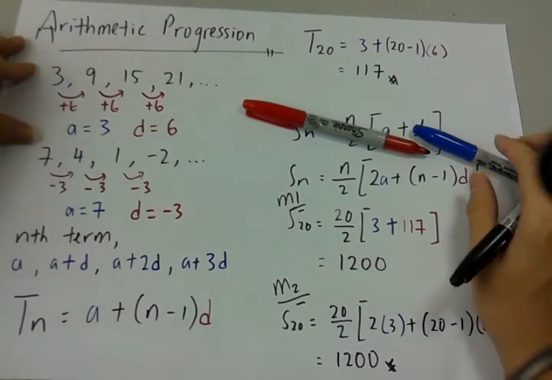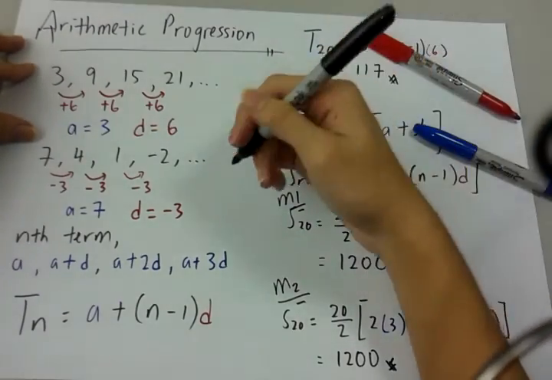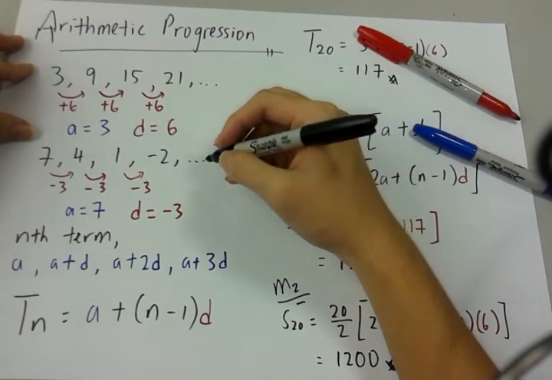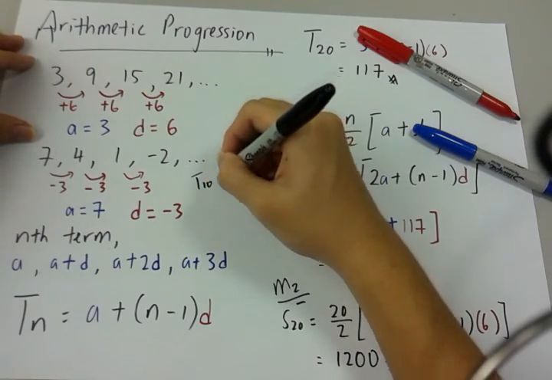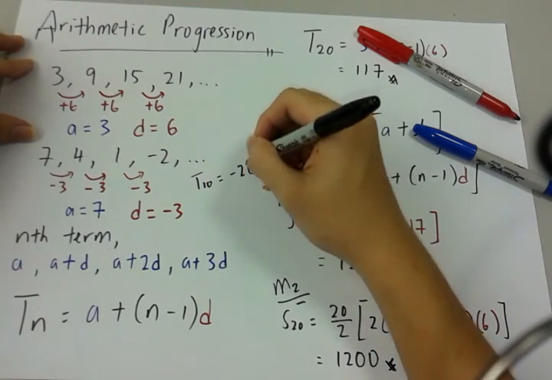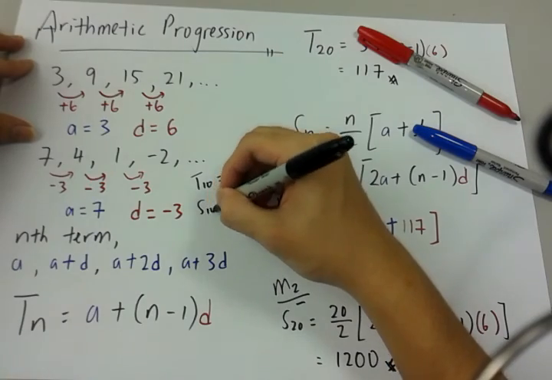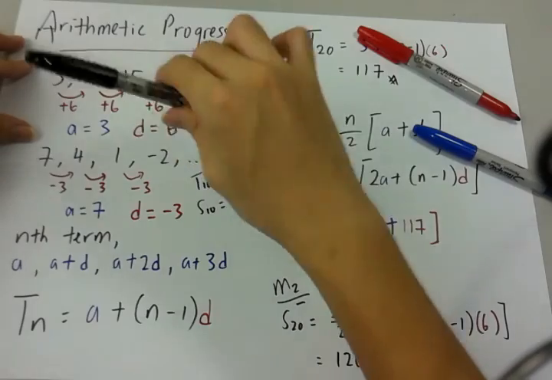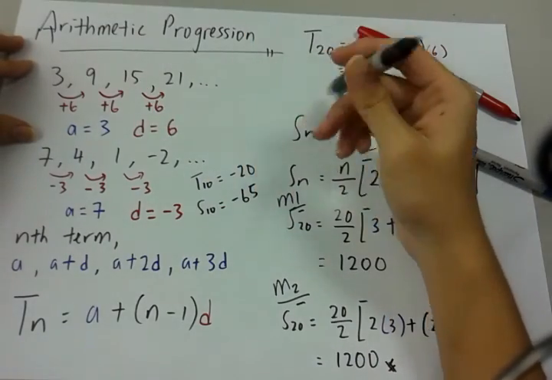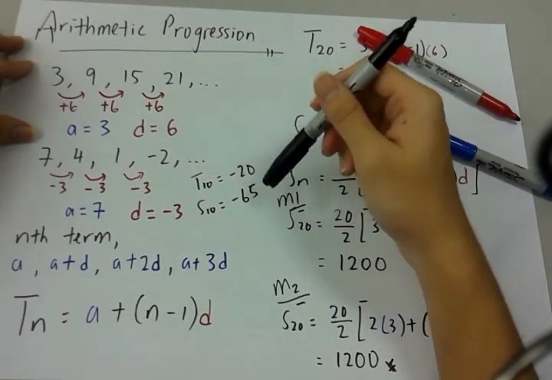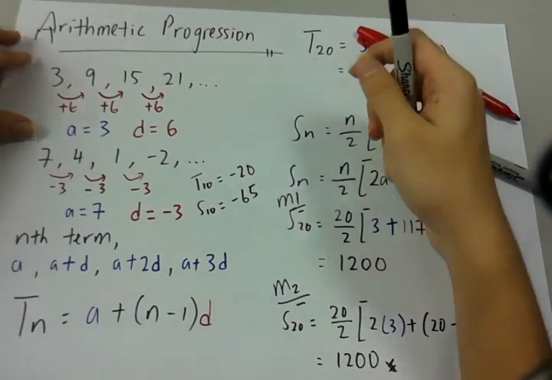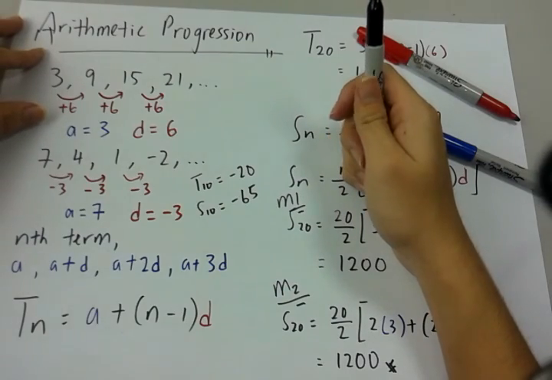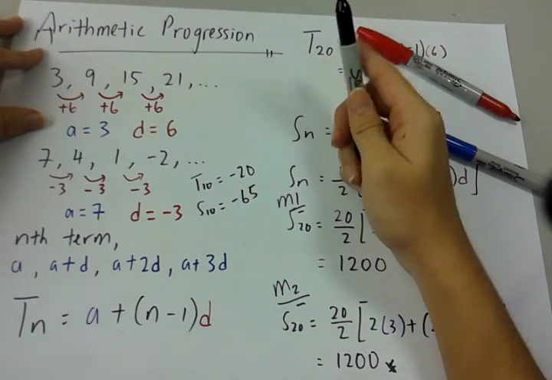Okay, that's all for this video. If you want to try out this question, let's say we want to find the 10th term, it's going to be negative 20. These are the answers. If you want to try it out, go try it out. And here's the answer for the second example. Trying it out will improve your understanding of this particular topic. Thank you for your time and hope you can learn something today.